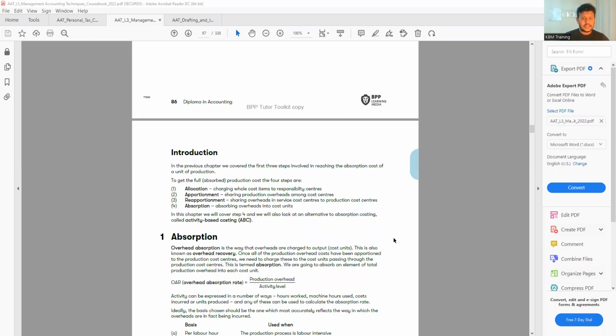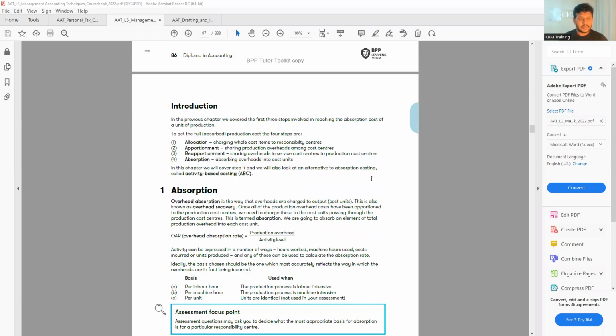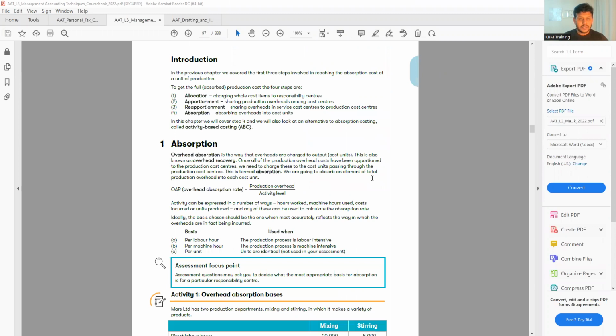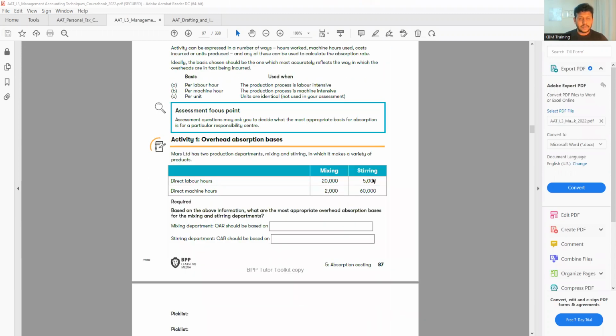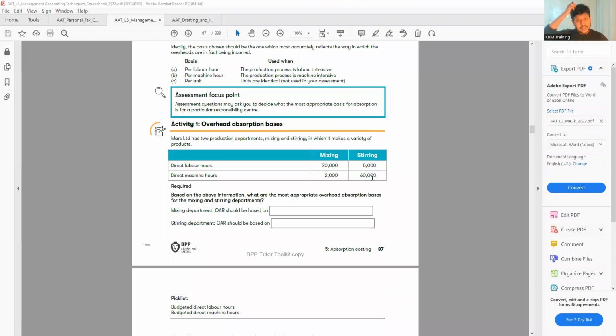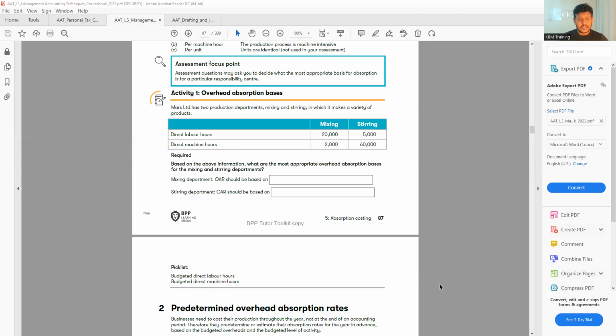All right, so let's move on to the area we have to focus on. As I said last time, the budgeted overhead or overhead absorption rate will depend on the scenario of the question. So we have to find it out. We have to decide, is this the activity level, is it the machine hour, is it the labor hour, or is it the unit? This depends on the question.